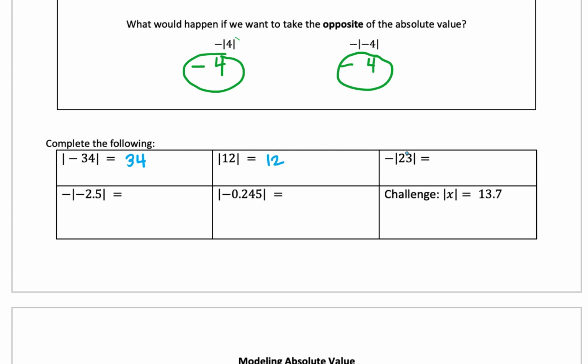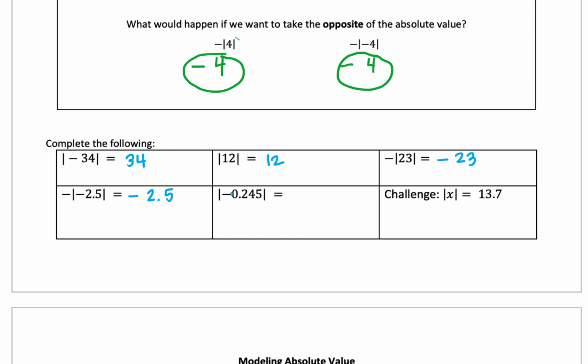Here, we're taking the opposite of the absolute value of 23. So I bring my negative sign over right away, and the absolute value of 23 is 23. So my final answer here is -23. In the next example, we have the opposite of the absolute value of -2.5. So I'm going to take the opposite of my answer. The answer to the absolute value of -2.5 would be 2.5, because it's just 2.5 spaces away from 0. But because that negative sign was out front, it needs to come to the front of our final answer here.